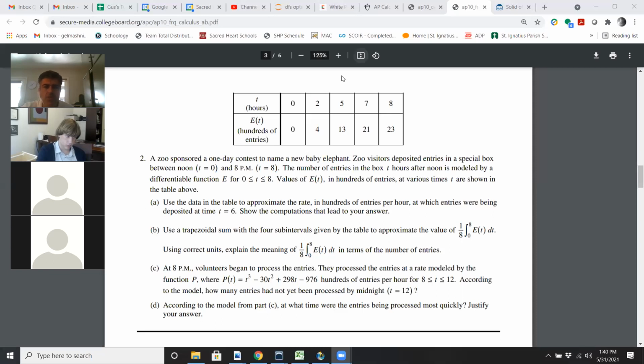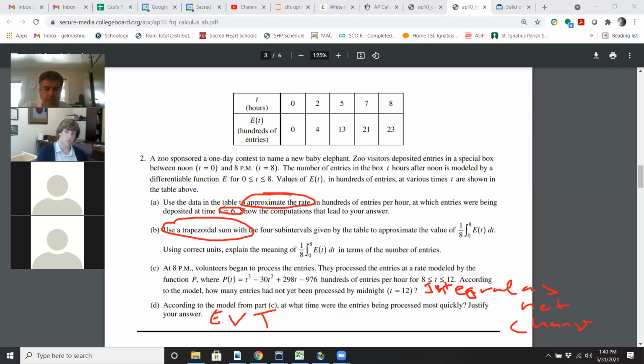Okay. Just so you know, part D is going to be the EBT style problem. This will be integrals net change. Pretty obvious that they want you to use trapezoidal sum here, and they want you to approximate the rates at t equals 6. Okay. We'll stop the recording.